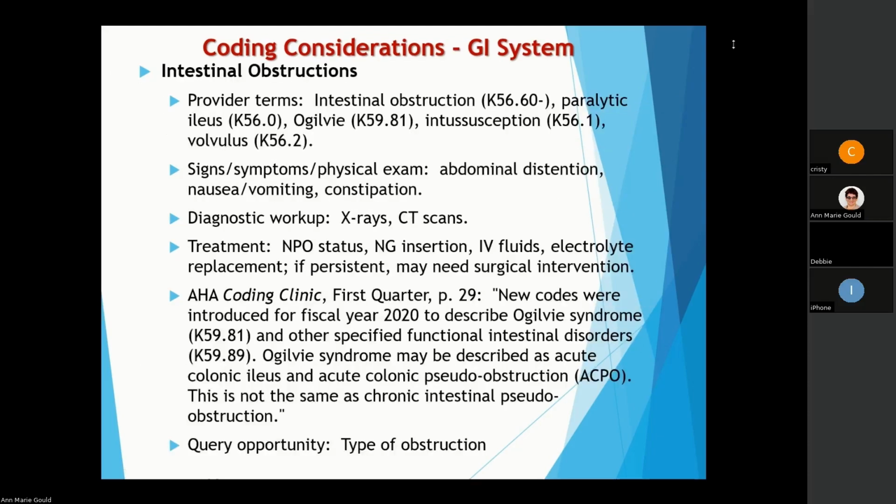When it comes to your intestinal obstructions, I think this is really a big one.